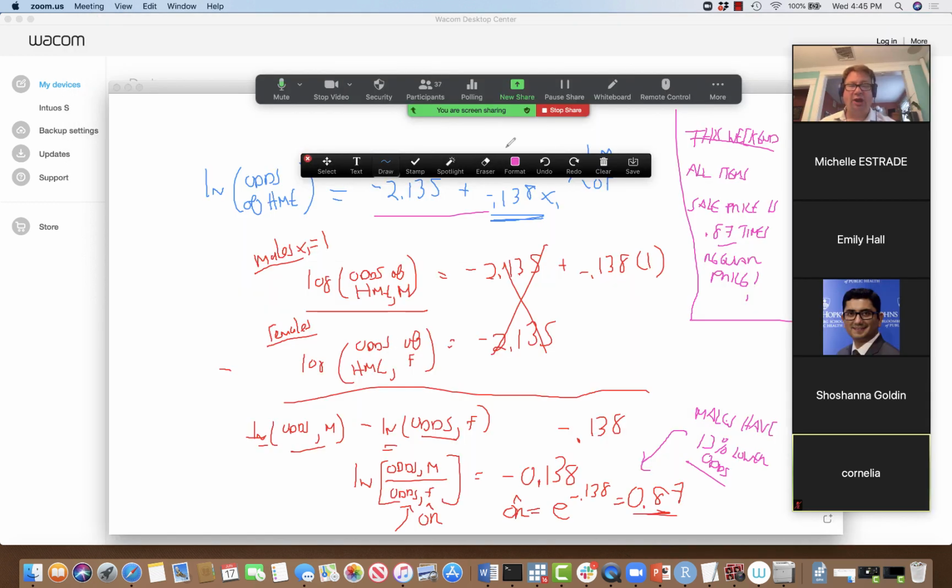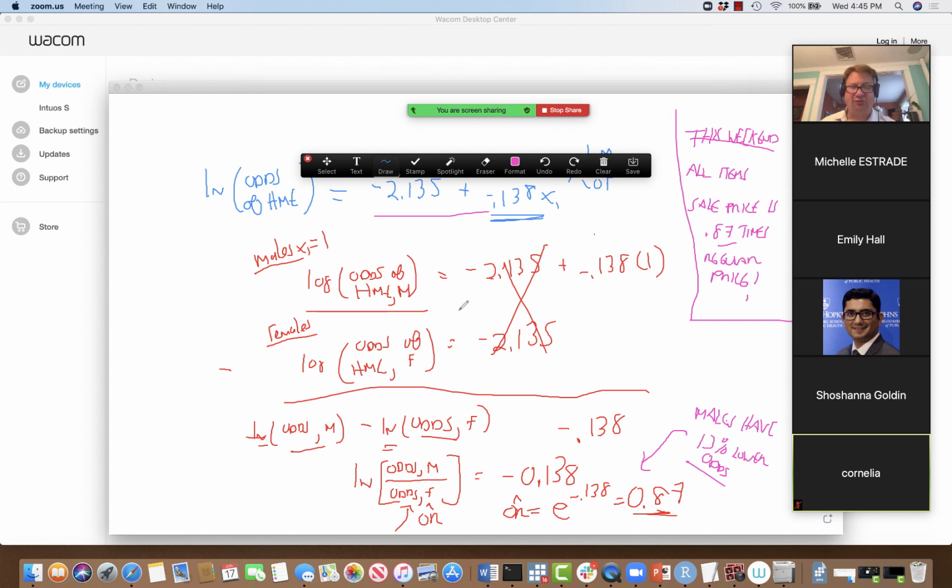So what I mean by that is, we said when x equals 0, when we're looking at females, the log odds for that group is just the intercept. To get the log odds for males, we take the log odds for females, the intercept of negative 2.135, and add that slope for female.